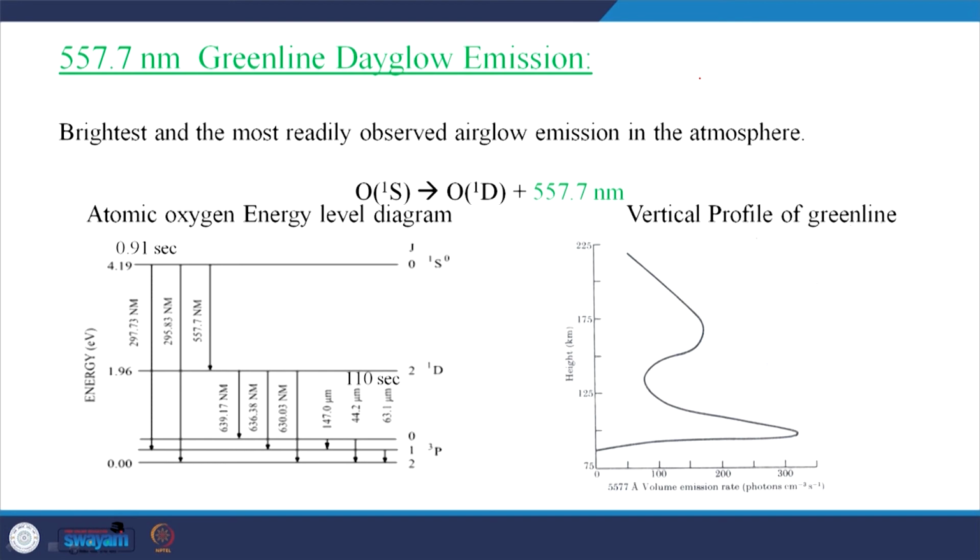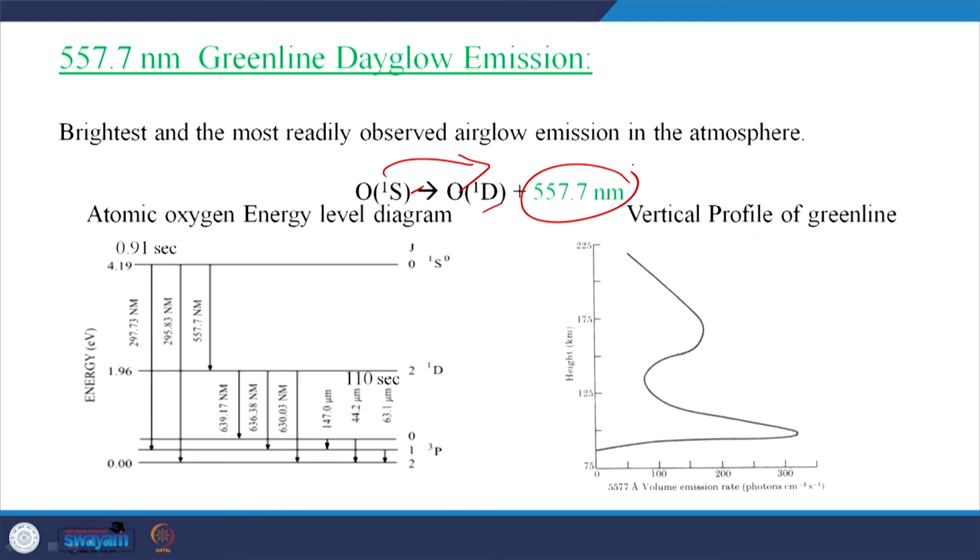So, the first important emission is the 557.7 nanometer green line emission. This green line emission is a result of the spectral transition from O singlet S to singlet D. This transition will release a photon at a particular wavelength, 557.7 nanometers. Now, this wavelength is in the green part of the visible spectrum. So, that is why you see this emission to be green in color.